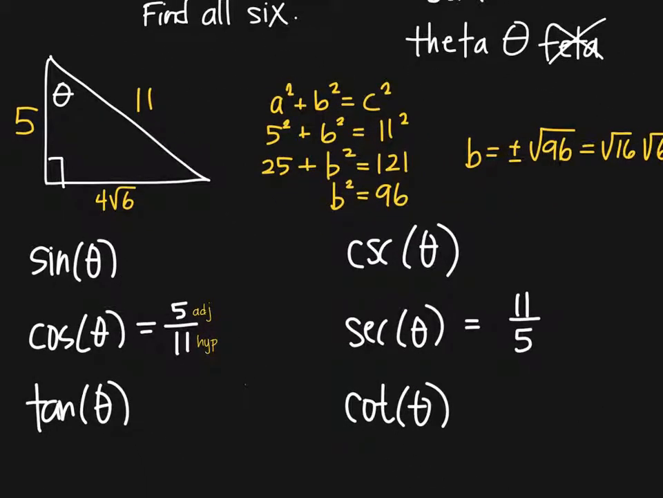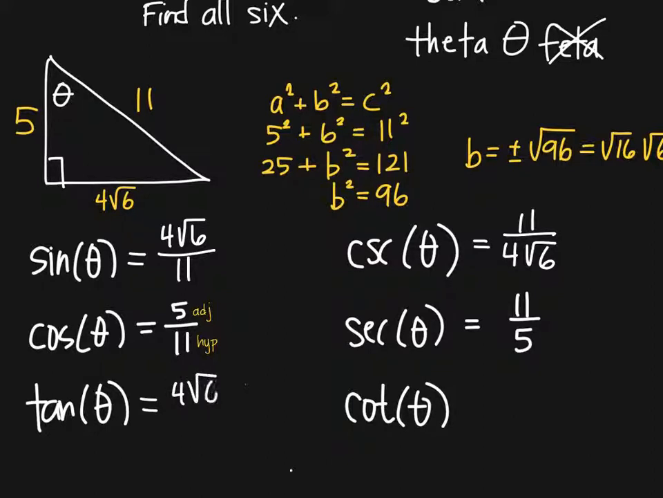Now that I know that 4 rad 6 is on the bottom, that is the side farthest away from the theta, and so that's my opposite side. So 4 rad 6 and 11 is the relationship for sine. That's SOH, opposite over hypotenuse, which means cosecant would be 11 over 4 rad 6. And then tangent is the only one left. That's TOA. So that would be the opposite, which is 4 rad 6, over the adjacent, which is 5. And so then 5 over 4 rad 6.